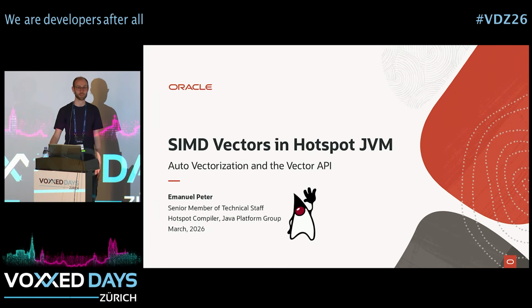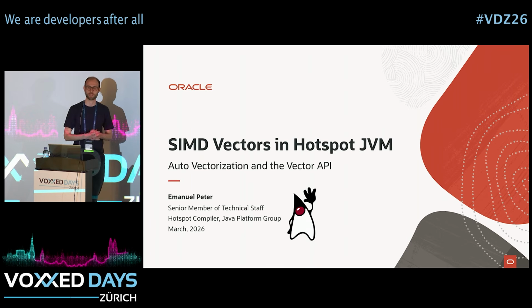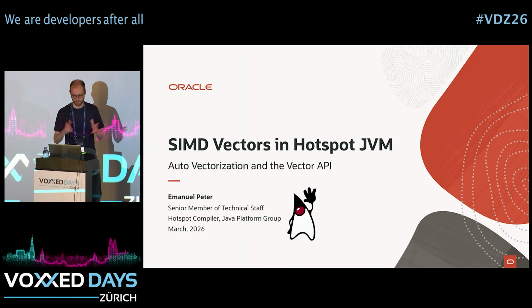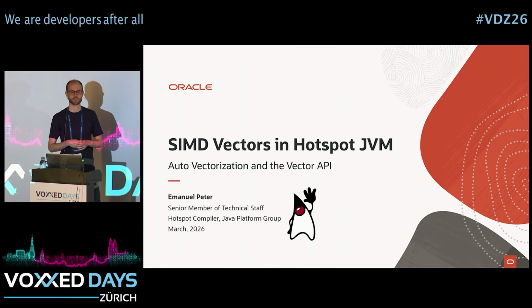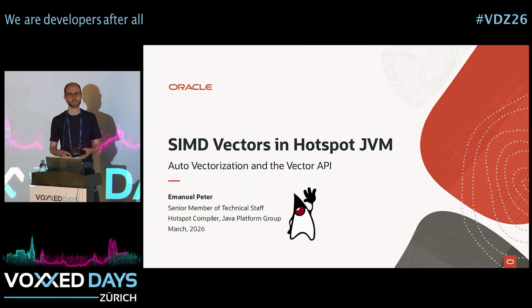So my name's Emmanuel, and I work at the Java platform group at Oracle. I focus on the C2 compiler, which is HotSpot's most optimizing compiler, the JIT, as you might know. And most of my time currently goes towards working on auto-vectorization, but also reviewing and improving the vector API, hopefully making it ready.